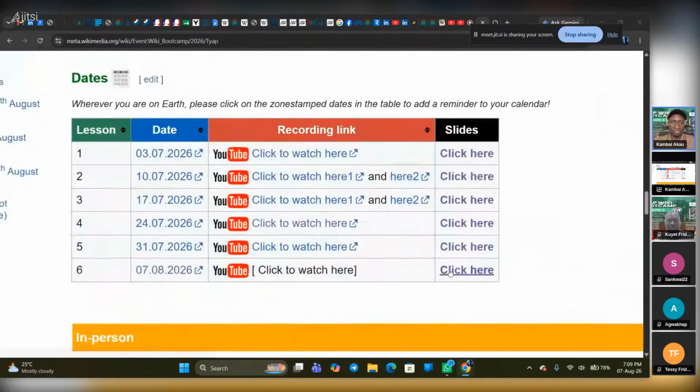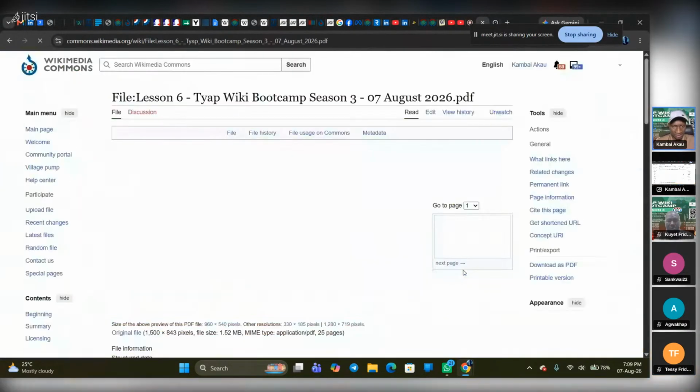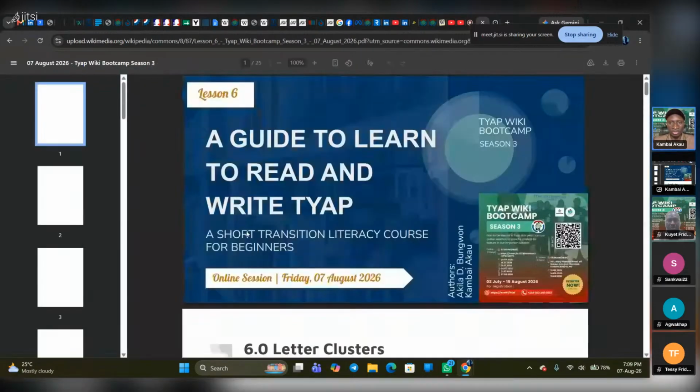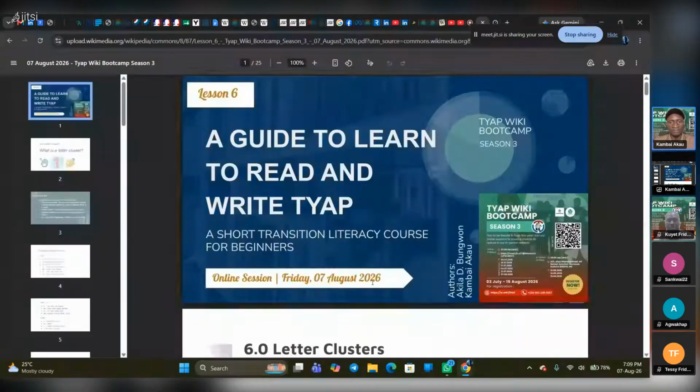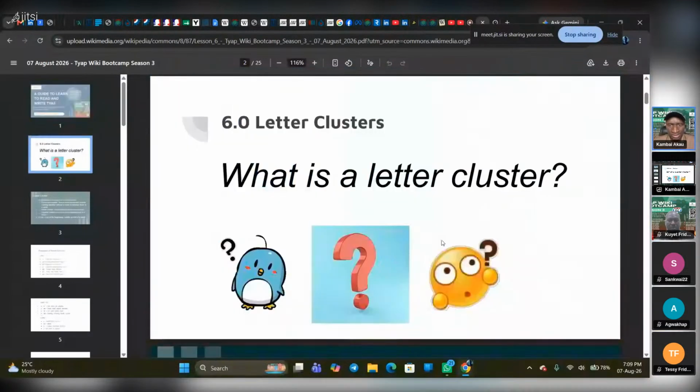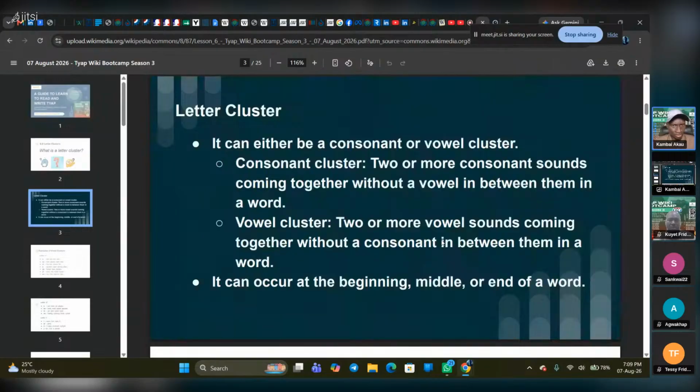like what we are going to find out today. So this is our sixth lesson since we started, and today being the 7th day of August 2026, we are proceeding to letter clusters in the language. So, what are letter clusters? A letter cluster can either be a consonant or vowel cluster.